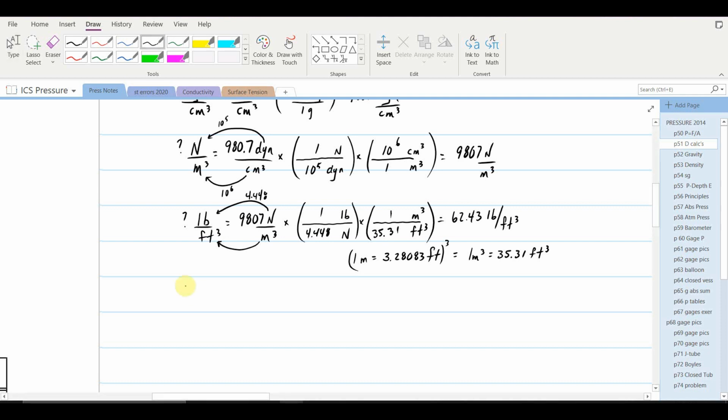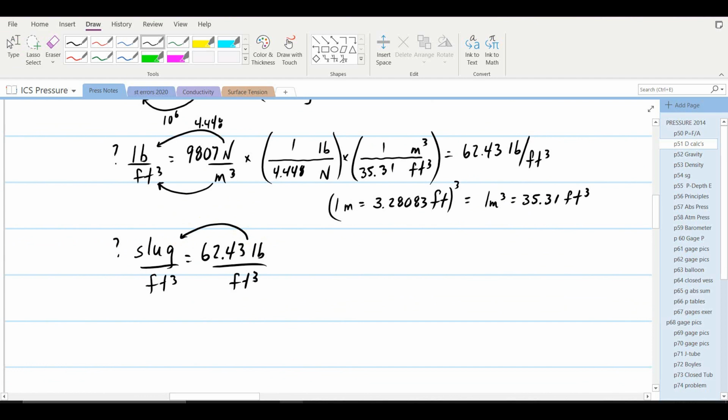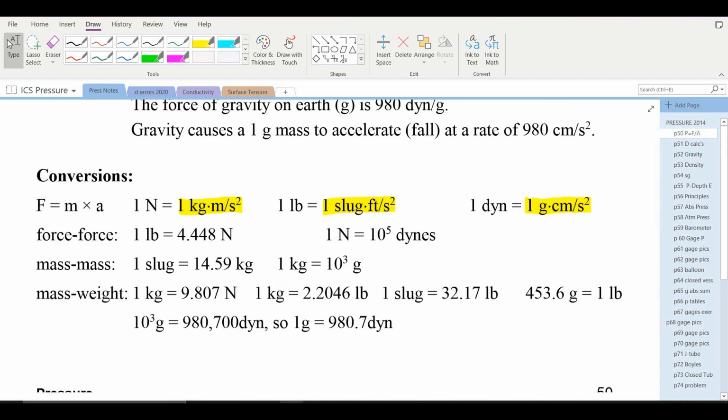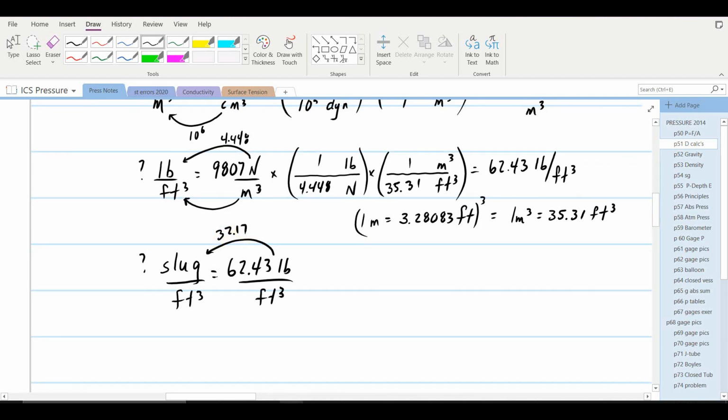And finally, let's calculate it as mass density of water in the British system, which is slugs per cubic foot. Since we already have it in the weight density as 62.43 pounds per cubic foot, we could just convert from pounds to slugs. So back to page 50. 1 slug is 32.17 pounds. So that'll be 32.17 pounds per slug. If you work that out exactly, I believe it is 1.9403 slugs per cubic foot, and that is the mass density of water in the British system.